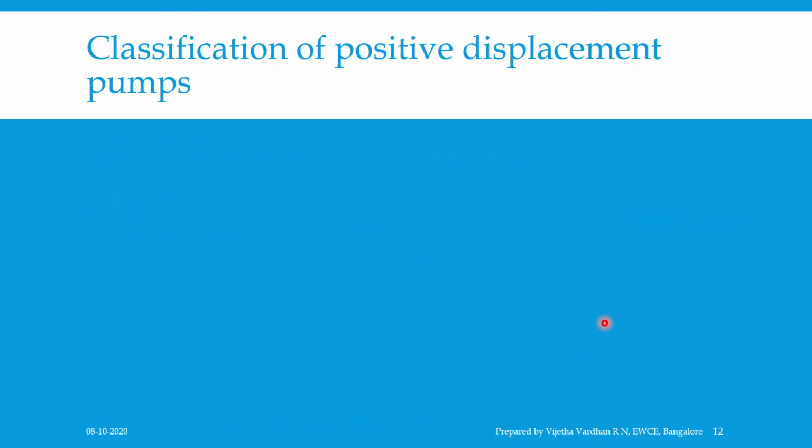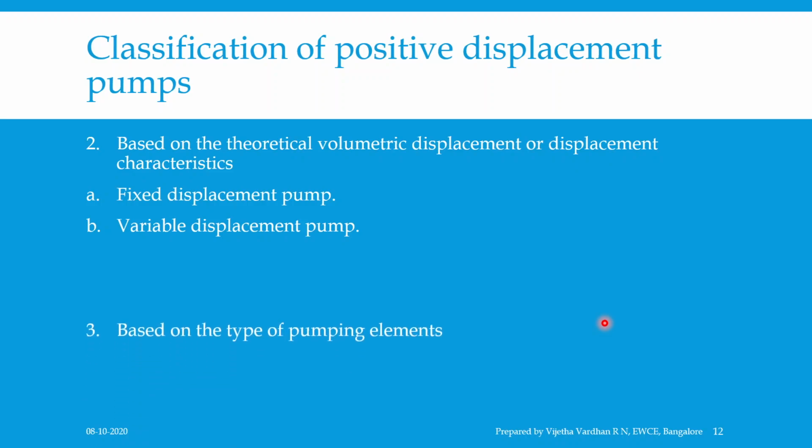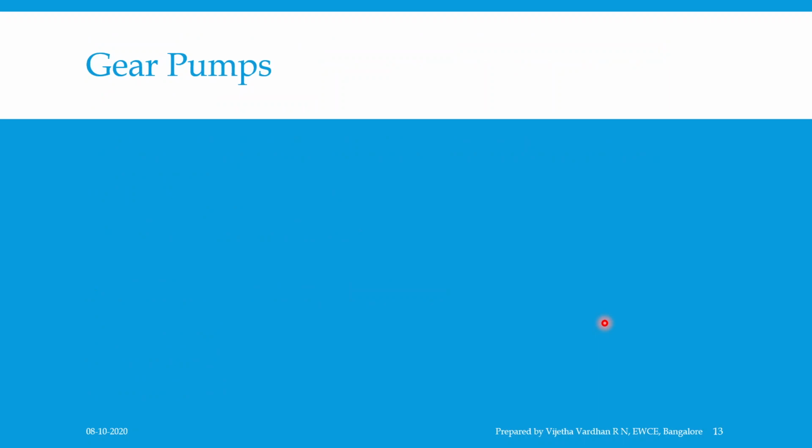Now, based on the volumetric displacement or the displacement characteristics, we call it a fixed displacement pump as well as a variable displacement pump, and we are going to discuss all these in detail, no worries about that. And then based on the type of pumping elements, we call them gear pumps, vane pumps, and piston pumps. Now let us understand what are called gear pumps.